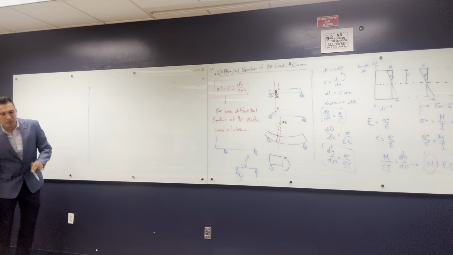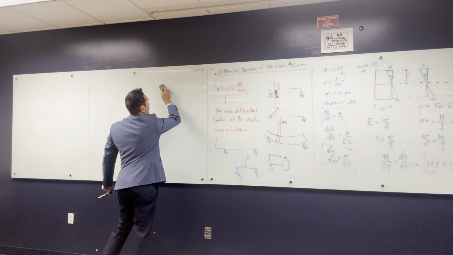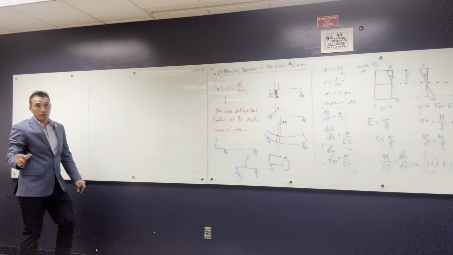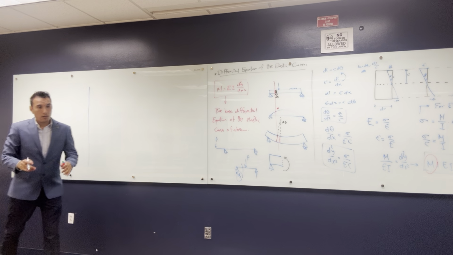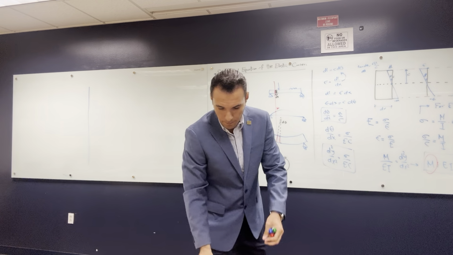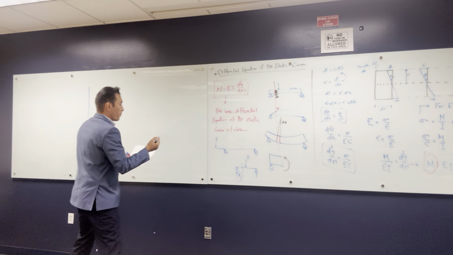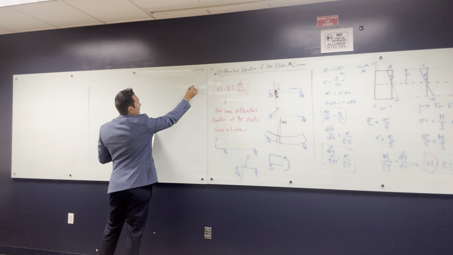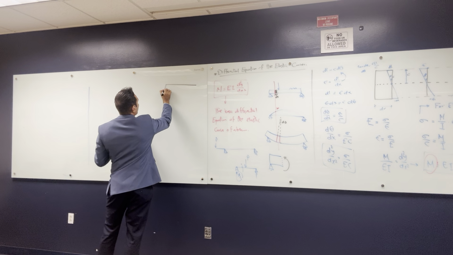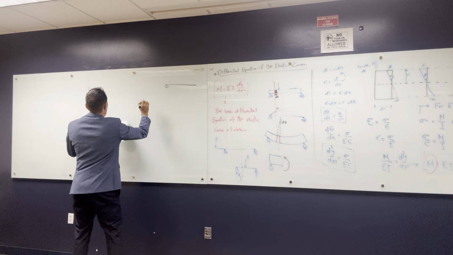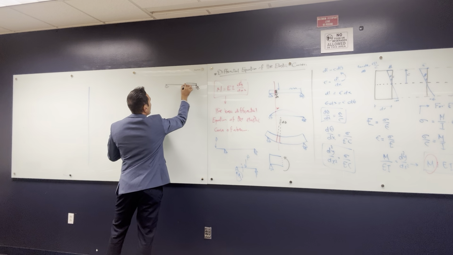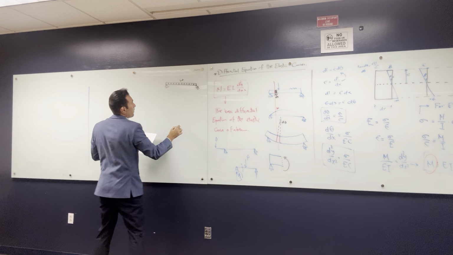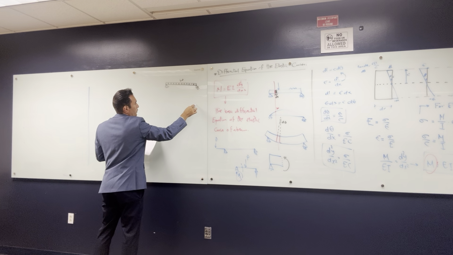So I'm going to review some basics about simple beams and the relationship between the load, the shear force, and the moment. Let's assume that I have a simple beam like this, and it has a uniform load W like this. Do you know what the shear force diagram looks like?